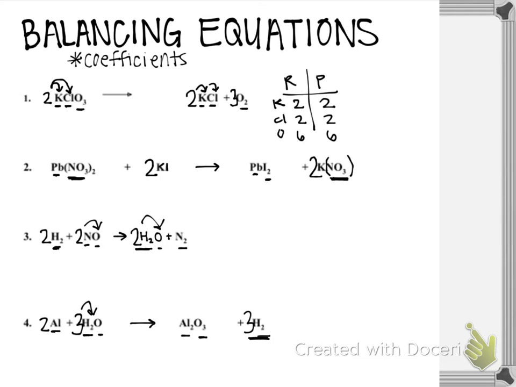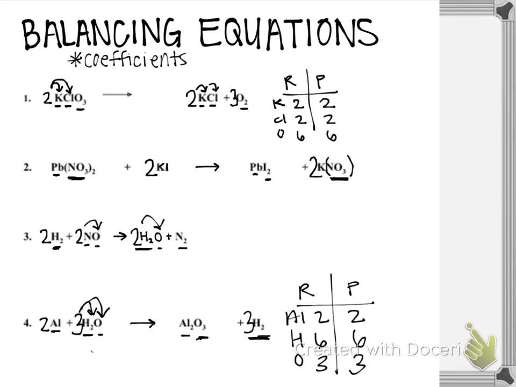To double check again, make a T-chart. Al, H, and O. Reactant side 2, product side 2. Reactant side of H is 6, product side of H is 6. Reactant side of O is 3, and product side of O is 3. So your numbers are equal, the equation is balanced.